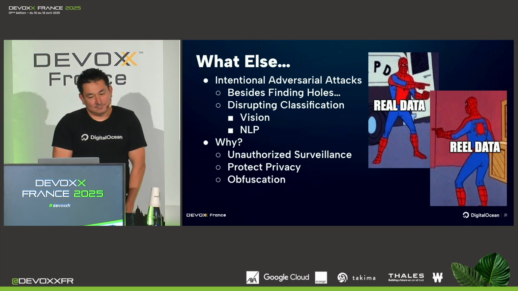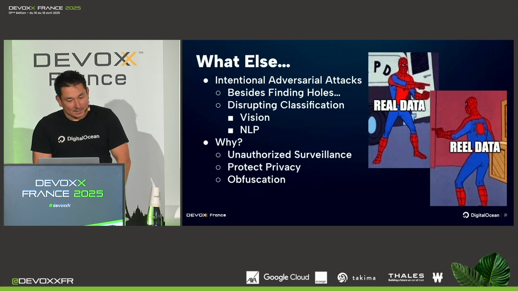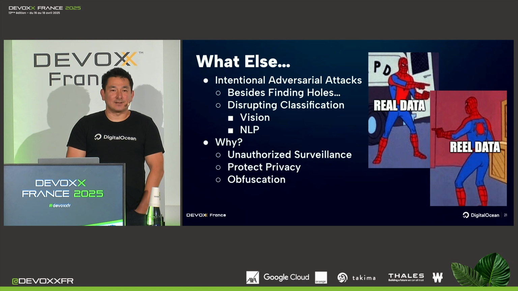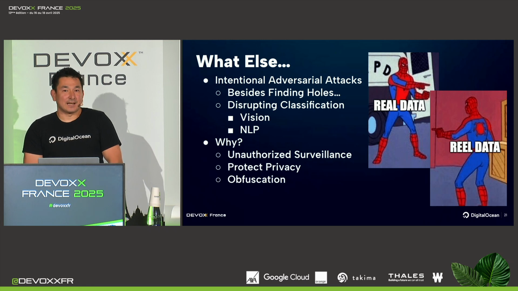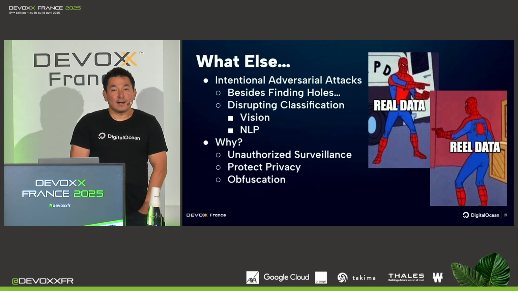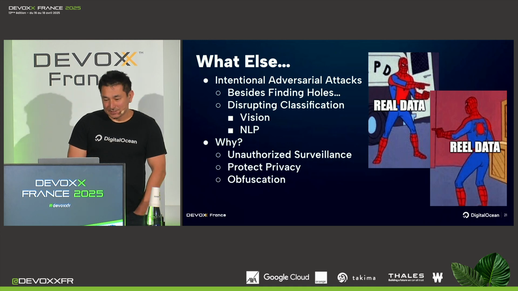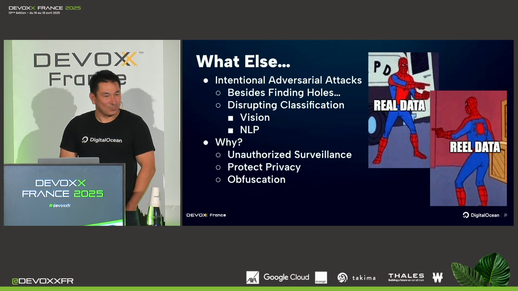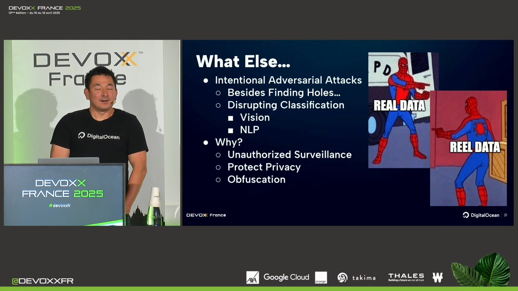So that's using it for good. Now, what about for quote unquote bad purposes, right? Besides finding holes in these AI and ML systems, you can disrupt classifications, the answers that you get from your LLMs, both in vision and NLP. And why might you want to do this? You might want to do this especially if you live in a, hopefully it doesn't get to this, but like unauthorized surveillance. So we hopefully don't go into this weird police state where we have video cameras everywhere and we need to obfuscate or hide our identity.